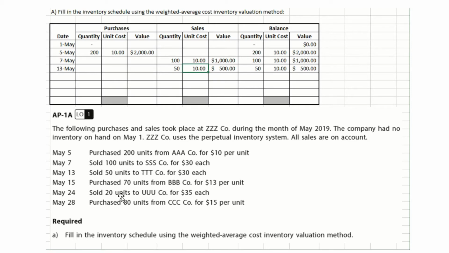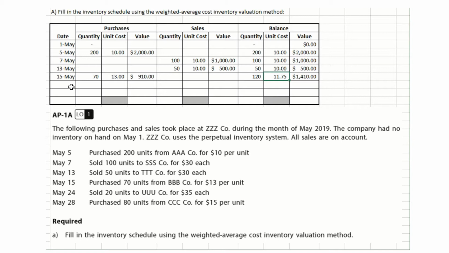May 15th, we purchased 70 units from Triple B for $13 a unit. This is where it starts to get a little tricky. We buy 70 units at $13 for a total value of $910. We have to do this slightly differently for weighted average cost. You take your opening quantity of 50, add the 70, for 120 units in total. Our total value is the $500 in inventory beforehand plus the $910, for $1,410. To get a unit cost, you divide the total value by the total quantity. So our weighted cost of inventory is now $11.75 each.